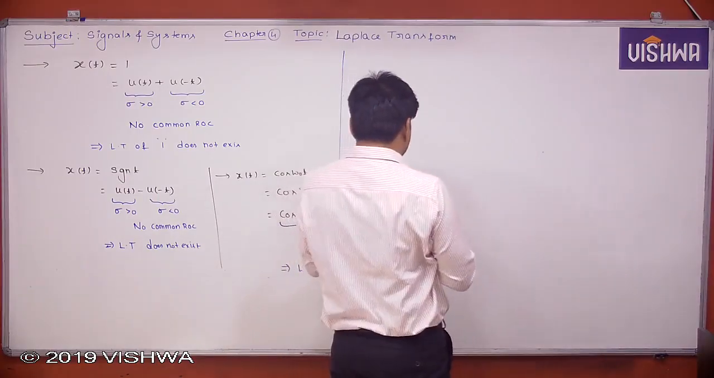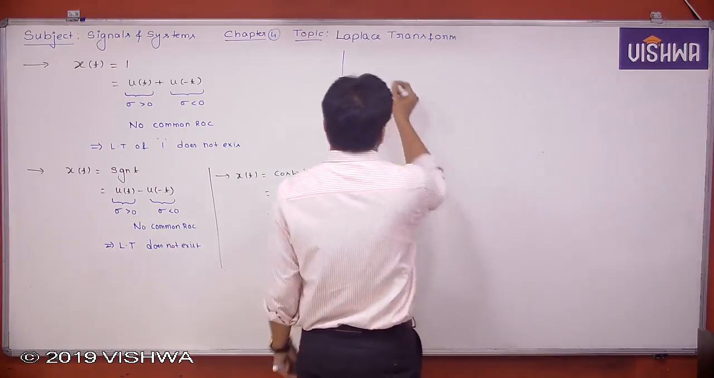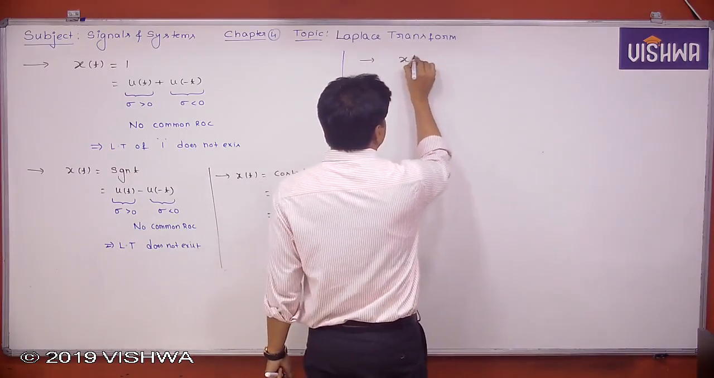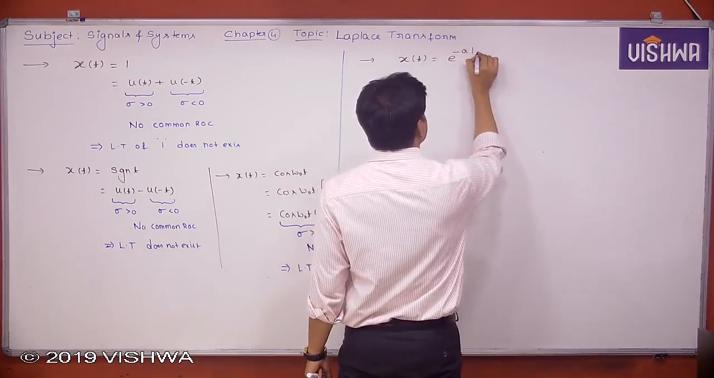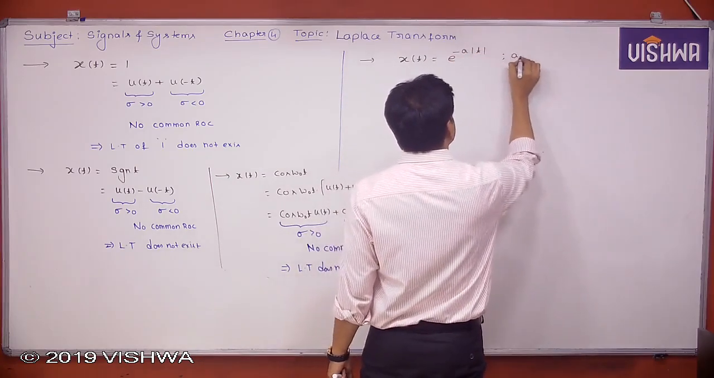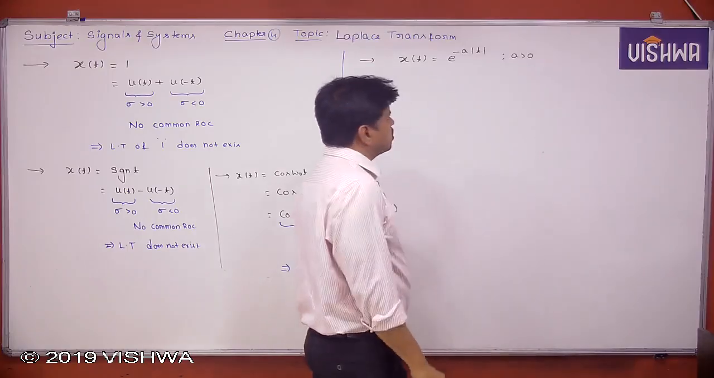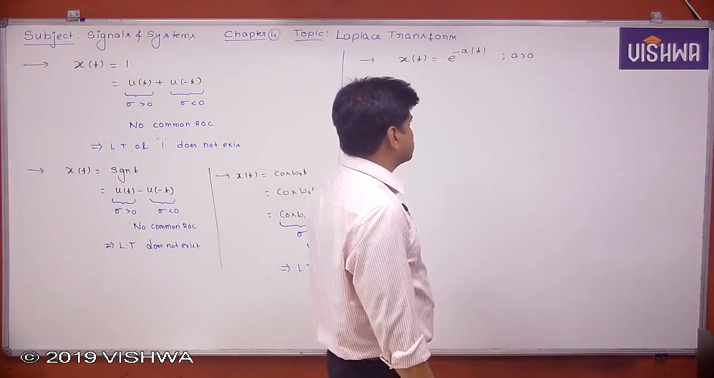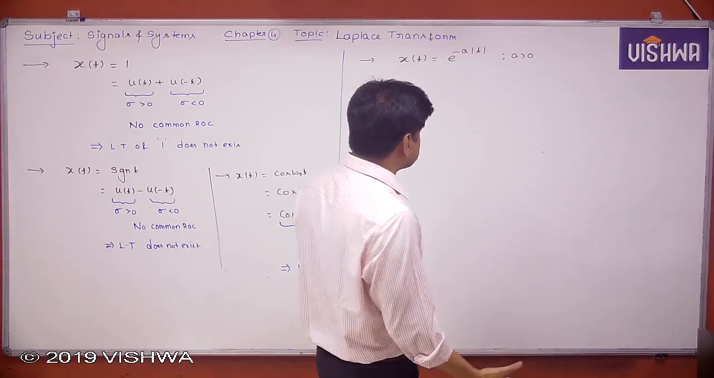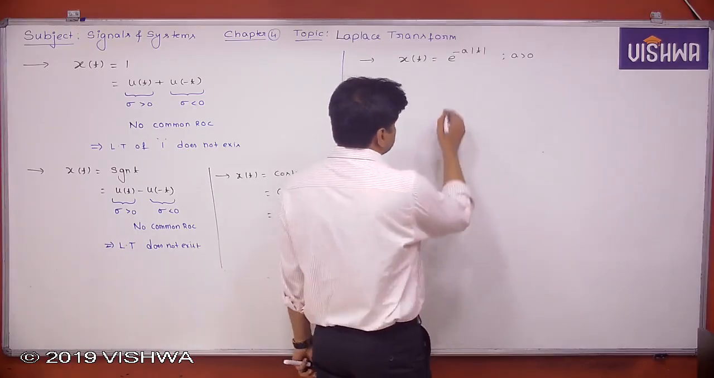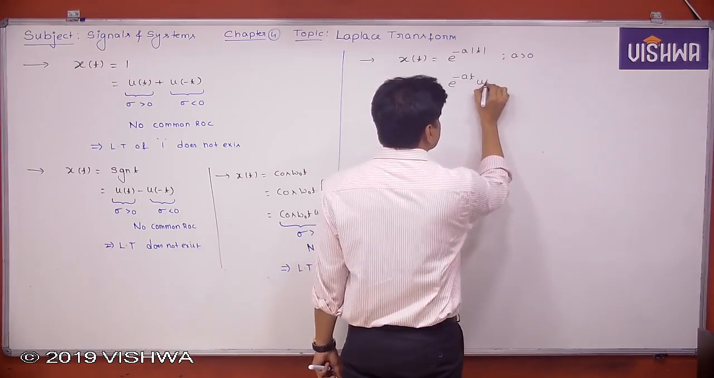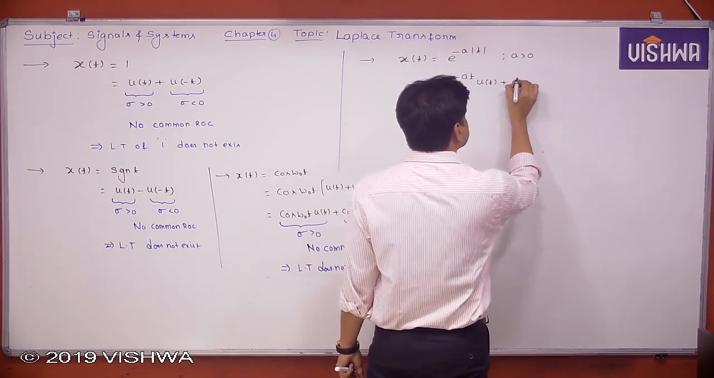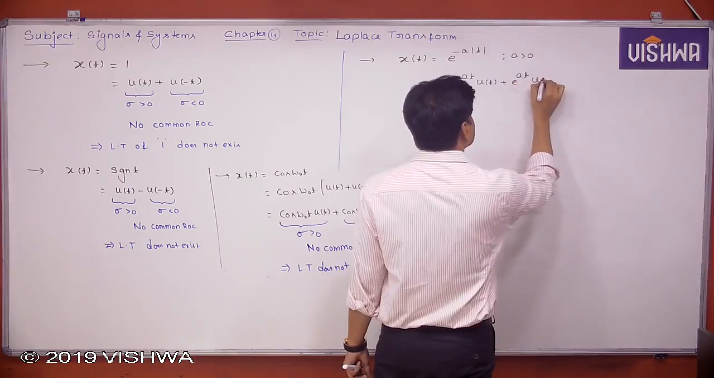Suppose the question is like this: x of t is equal to e power minus a mod t, where a is greater than 0. For this function, I have to calculate the Laplace transform and ROC. This function can be written as e power minus at u of t plus e power at u of minus t.